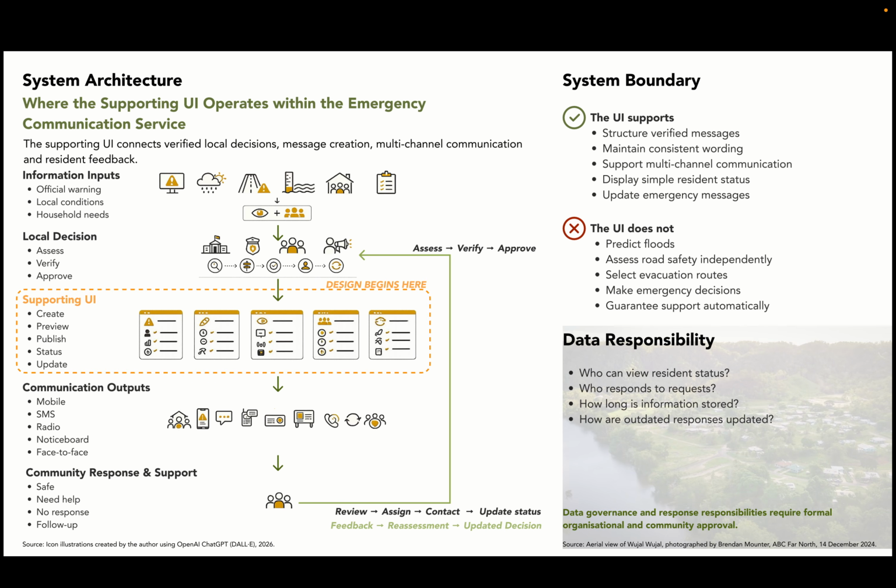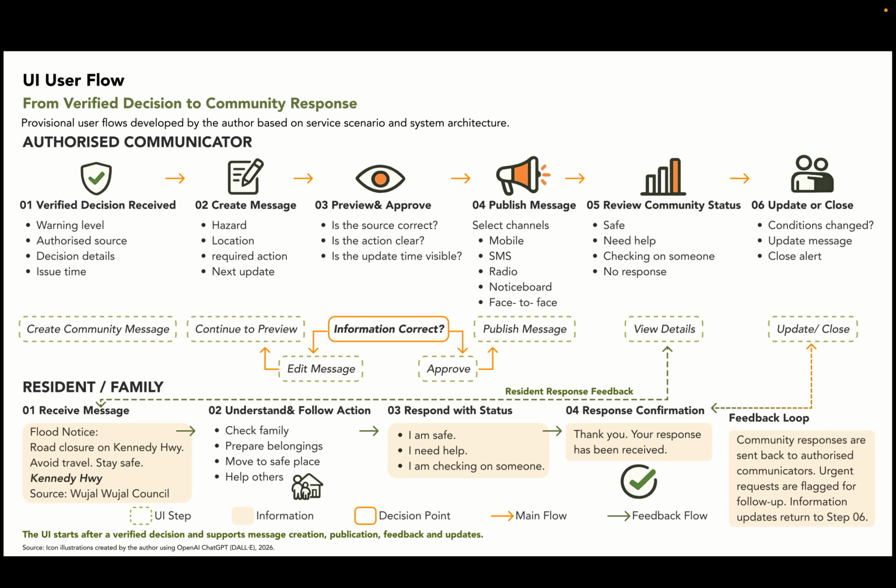This page defines my design boundary. The UI can structure and verify messages, publish information, and collect resident responses. But it does not predict floods, choose routes, or make emergency decisions. The communicator flow is create, review, publish, and update. The resident flow is receive, understand, act, and respond.